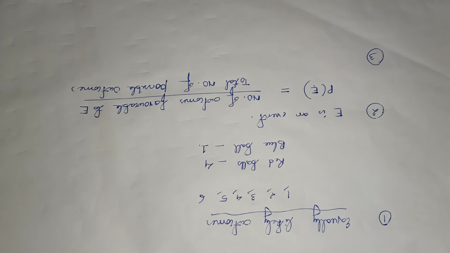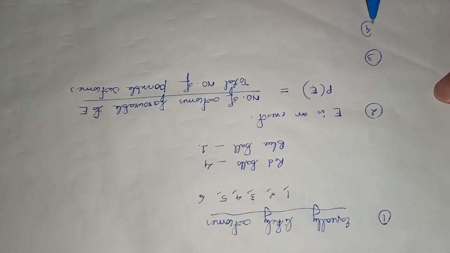Now the third point, an event having only one outcome of the experiment is called an elementary event. Now, we also know that the sum of the probabilities of all the elementary events of an experiment is equal to 1. So this is true in general.